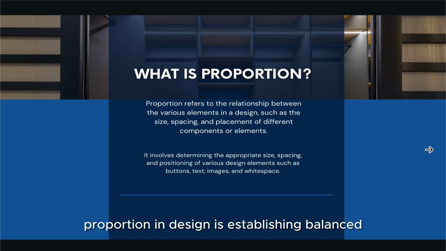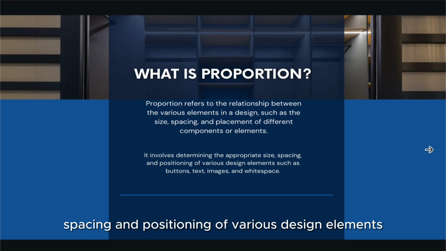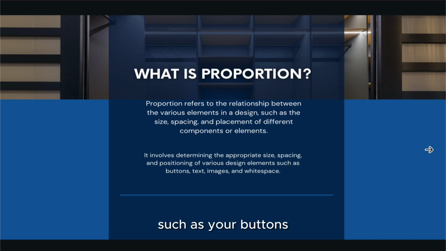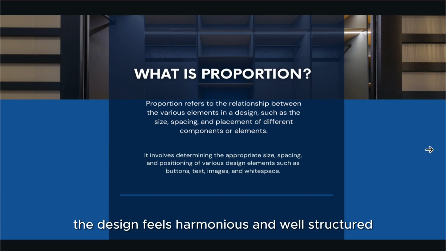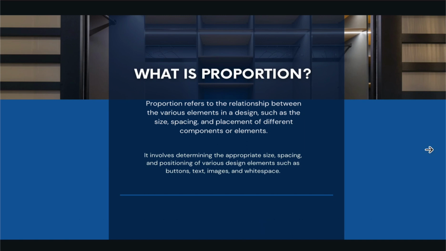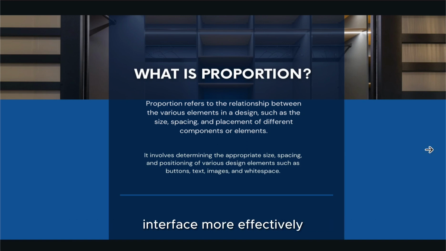Proportion in design is establishing balanced and visually appealing relationships between the elements. It involves determining the appropriate size, spacing, and positioning of various design elements such as your buttons, your text, images, and white spaces. When these elements are proportionately arranged, the design feels harmonious and well structured, which helps your users navigate and interact with the interface more effectively.